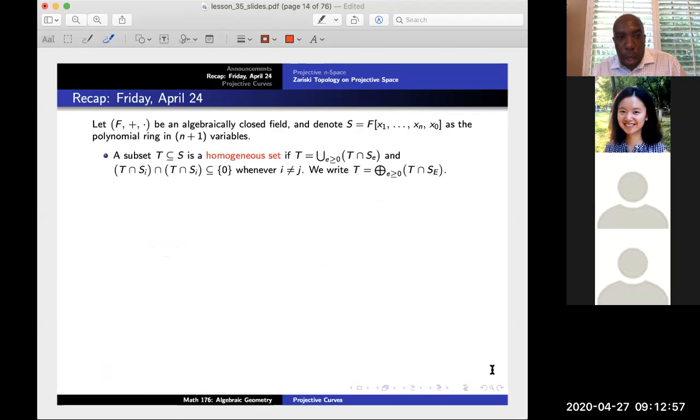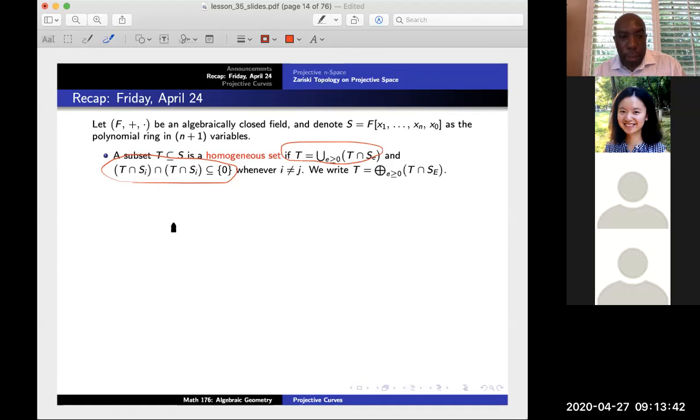We then focused on homogeneous sets. So remember that a subset is called a homogeneous set if, first of all, it is the union here. So that is that if I look at the elements in T that are homogeneous of degree e, then I can union over all of those homogeneous of different degrees, and then that should recover back my whole set T. So roughly speaking, this says that everything in T is homogeneous of some degree. Right, so T is generated by homogeneous elements. We also want the intersection here to be either the empty set or the 0 ideal.